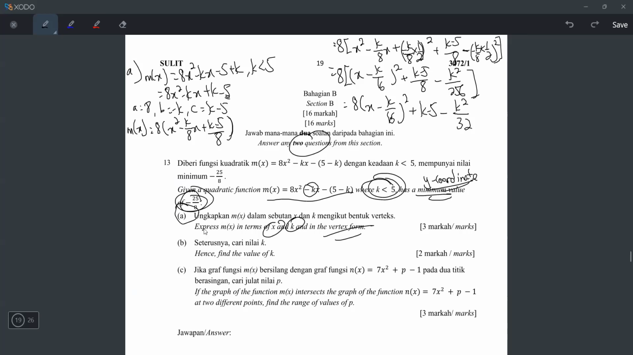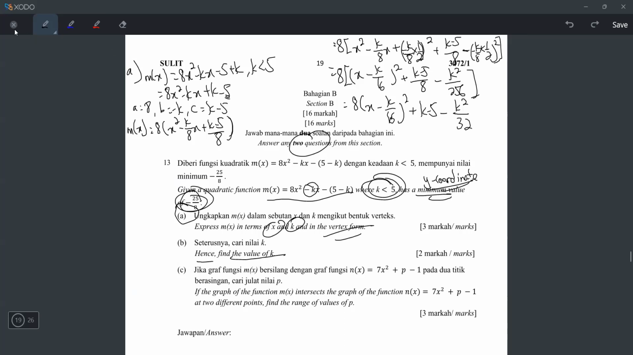Okay. Now I already finished part A, because in A they only ask you to express this in terms of vertex form, right? So this means what is my turning point? The turning point x coordinate will be positive k over 16, and the y coordinate will be all of this: k minus 5 minus k squared over 32. But I will erase this because they only ask us to convert until vertex form. So that's the answer. Okay, let's look at question B. Question B says: hence find the value of k.